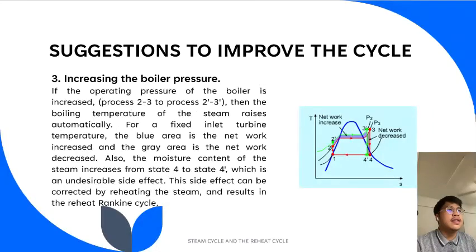Finally, the third one is increasing the boiler pressure. For a fixed turbine inlet temperature, the blue area is the network increased, as you can see on the graph, and the gray area is the network decreased. Also, the moisture content of the steam increases from state 4 to state 4 prime, which is an undesirable side effect. This side effect can be corrected by reheating the steam, which results in the reheat Rankine cycle.